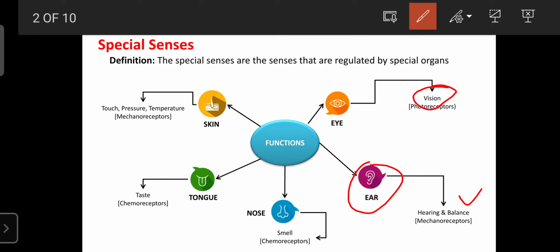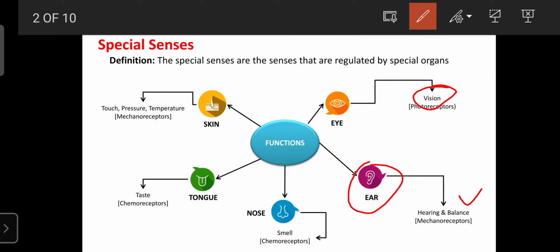As well as that, the ear is helpful for balancing the body. Automatically your hand balances when you start to fall down. That is due to the ear only, the body's balancing capacity. So that is the role of the ear. That's why by closing the ear we cannot balance our body. So the ear, with the help of the mechanoreceptors, is involved in hearing as well as balancing of the body.